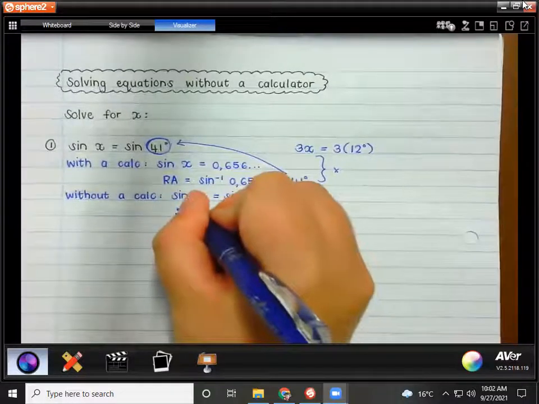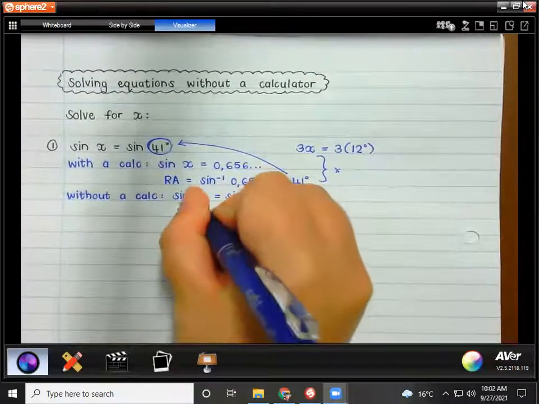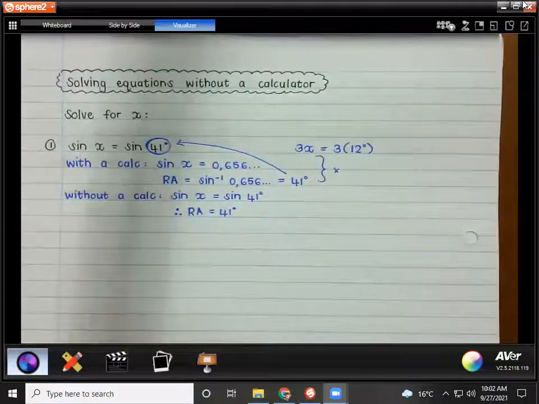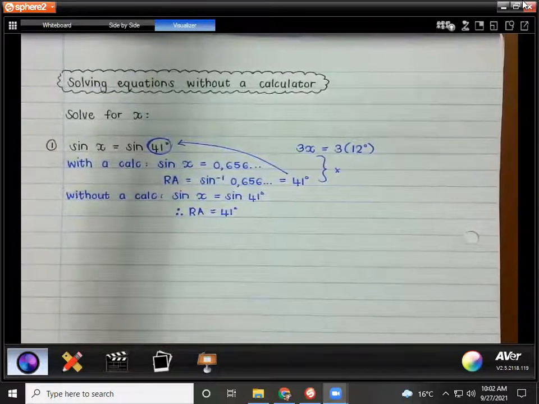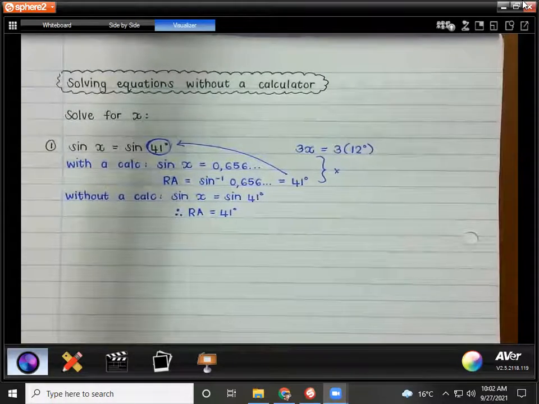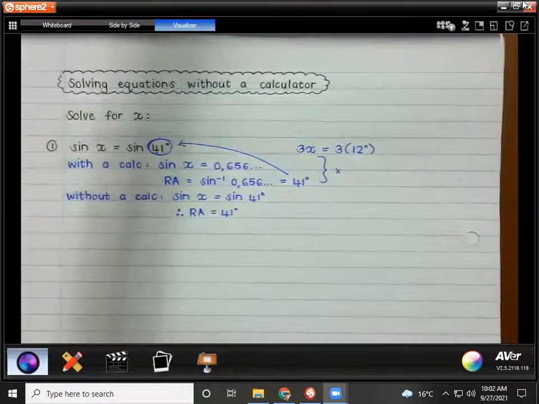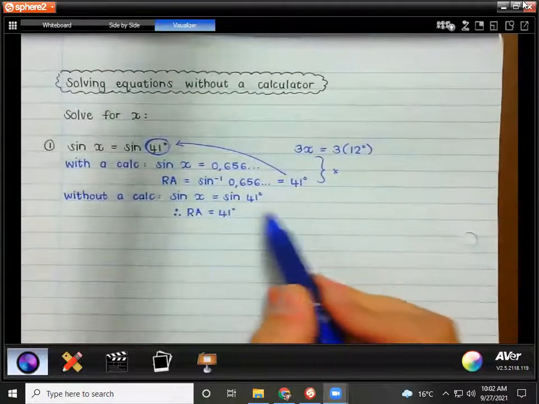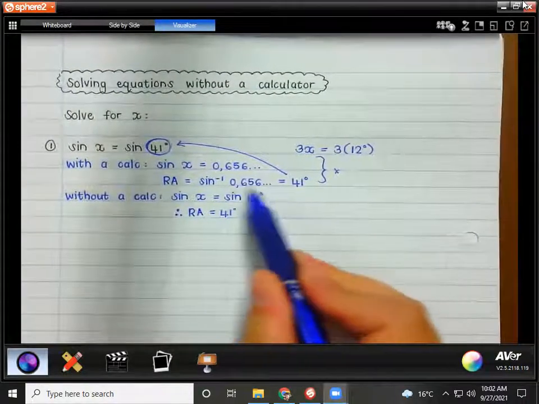Therefore, the reference angle is 41 degrees. Not just x, guys, but actually the reference angle. If you just say x equals 41, that's incomplete. We still have to treat it as a trig equation, so we have to follow all those steps. It's also important that this is positive sine 41.